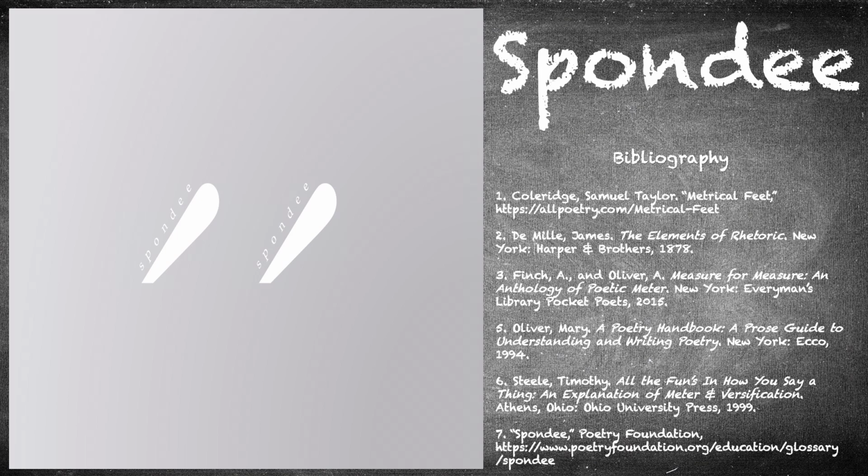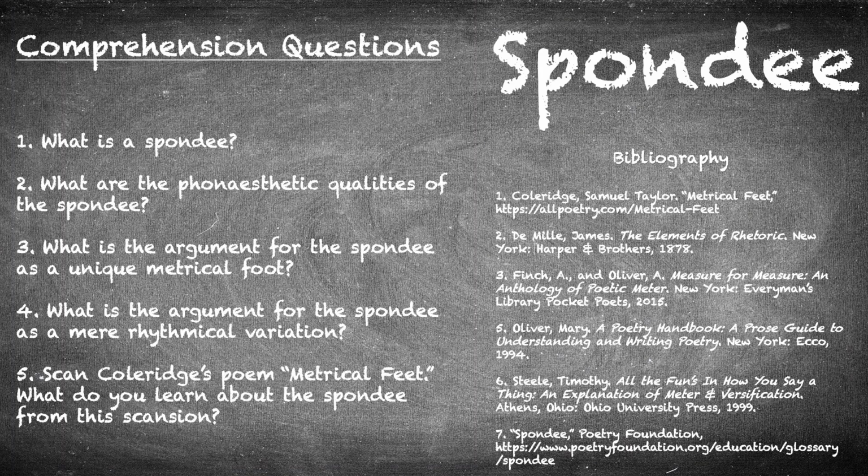And now it's time for some comprehension questions. Number 1. What is a spondee? Number 2. What are the phonaesthetic qualities of the spondee? Number 3. What is the argument for the spondee as a unique metrical foot? Number 4. What is the argument for the spondee as mere rhythmical variation? And number 5. Scan Coleridge's poem Metrical Feet. What do you learn about the spondee from this scansion?